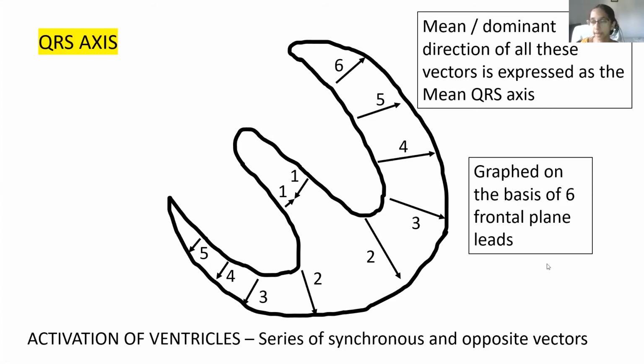And how do I understand the QRS axis? I can understand it based on the 6 frontal plane leads. Now, why is it that it's frontal only? Not really. It can be also in a horizontal plane. So first we will put our thoughts together in the frontal plane. But remember that even the horizontal plane is equally important to decide the axis.